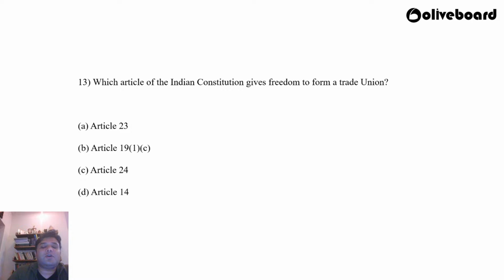Which article of the Indian Constitution gives freedom to form a trade union? Very important. Which article of the Indian Constitution gives freedom to form a trade union? A. Article 23. B. Article 19 subclause 1 subclause C.